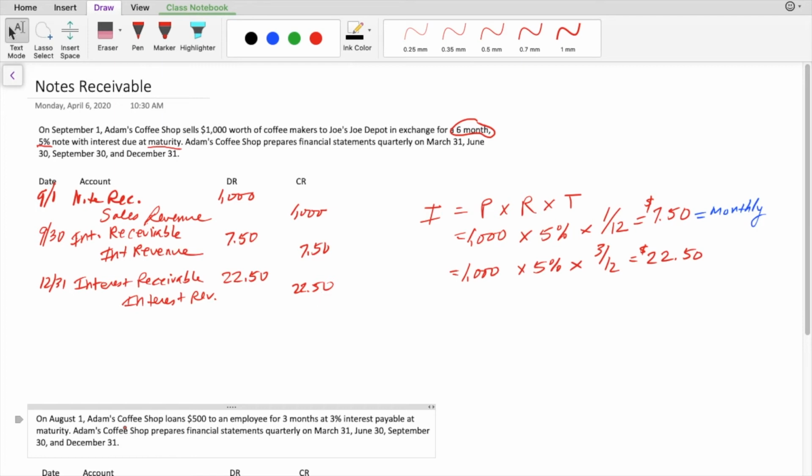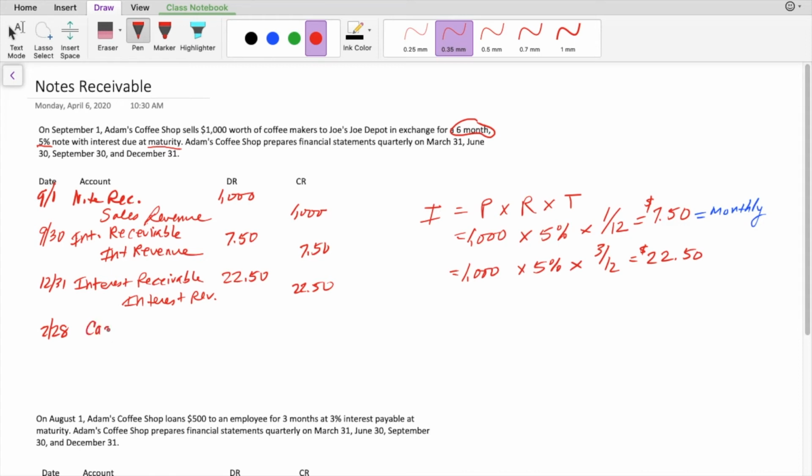Now, after December 31st, what's the next date that I care about? Well, the next date I care about will be February 28th, because that is when the note will be due. If the note was for 6 months, so all of September, all of October, all of November, all of December, all of January, and all of February, that's 6 months. And so on February 28th, the customer owes me the money. So my journal entry will look like this.